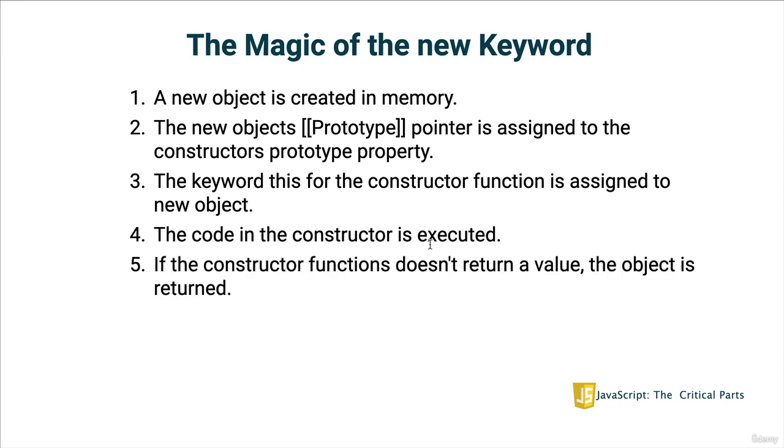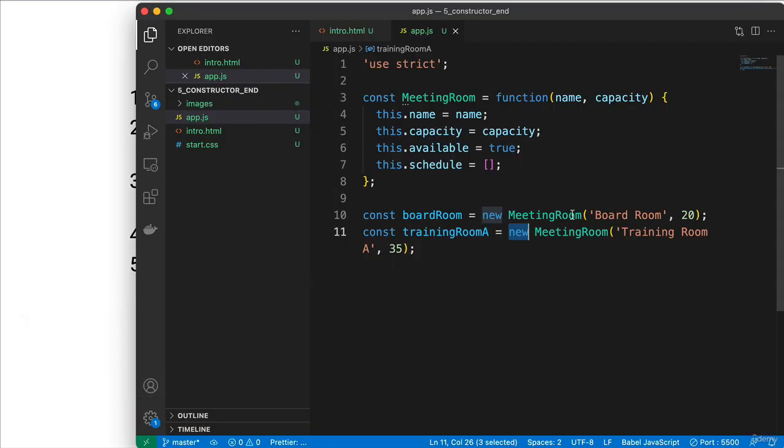And then finally, if the constructor function doesn't return a value, the object is returned. So we could create a constructor function where we return something ourselves. But if we do that, then this new object that is created will not be returned. So generally we don't. There are a few situations where that sometimes is done, but generally we don't return anything because the constructor function will automatically return this new object that's created. All right, so those are the 5 things that happen with the new keyword.